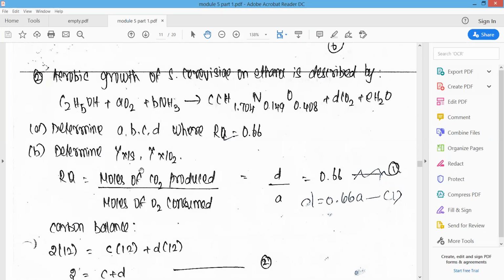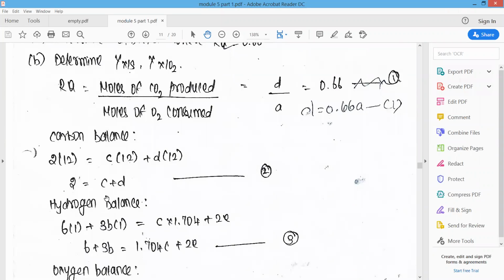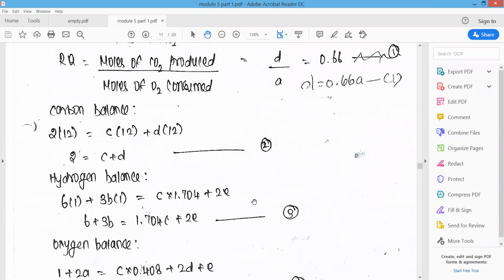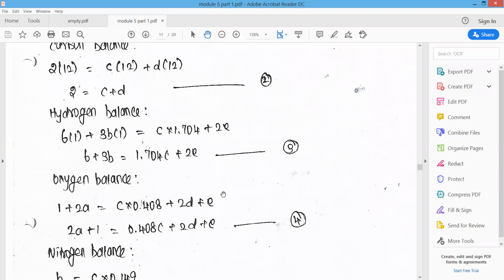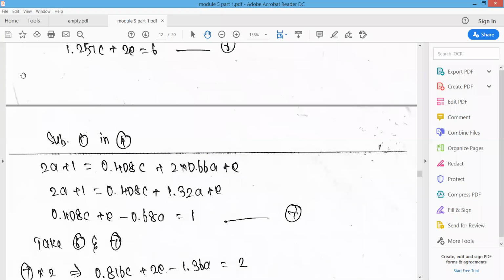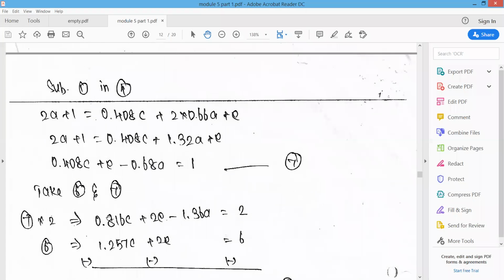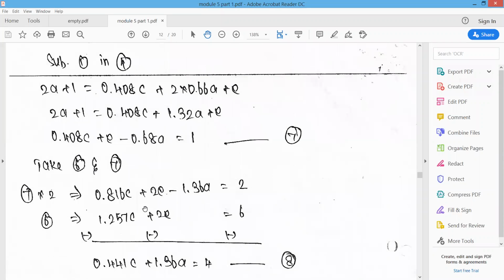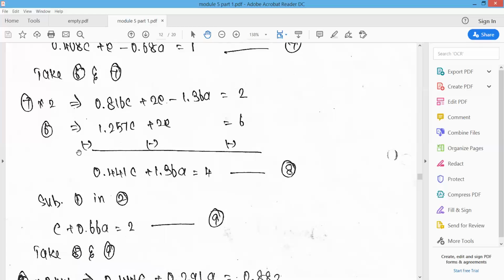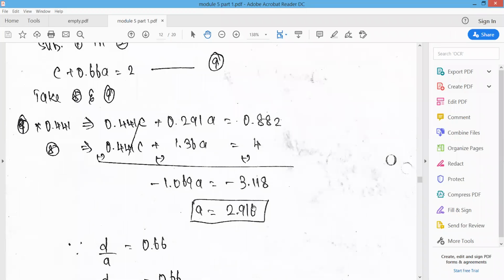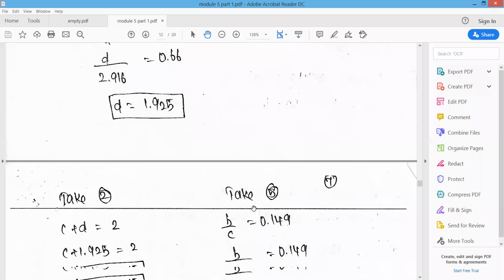So we have written the D by A, respiratory quotient, and then we have written the equations we get according to carbon balance, hydrogen balance, oxygen balance, and nitrogen balance. And then just substitution and cancelling we have done. Just go through this problem so you will understand. Substitute, cancel, that is what we have done. So now A is equal to 2.916. So we will get the stoichiometric coefficients.